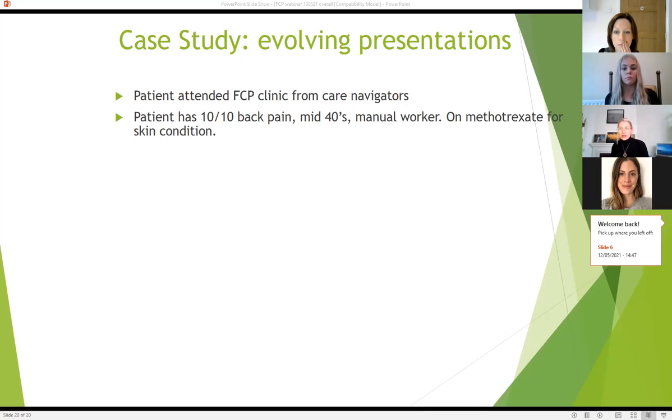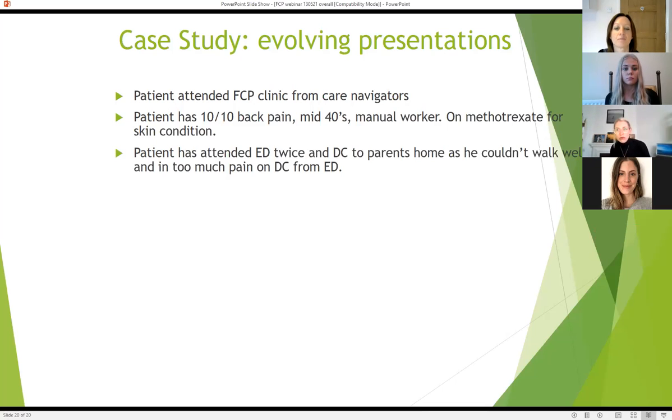Out of interest, the next point is that he's attended A&E twice and he was discharged home from A&E. He was actually discharged home to his parents' house because he didn't want to be by himself. He felt like he couldn't walk well and he was too unwell, so he went back to his parents' house from A&E. And then he came to the FCP service the next day. So he'd already been to A&E twice, been discharged home, stayed at his parents' house. He woke up that morning and his parents said to him, absolutely, you need to get this seen to. We're not taking you back to A&E, you need to go to the doctor. So he came into my clinic.